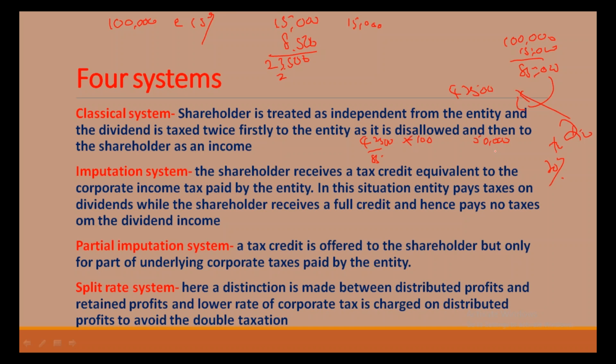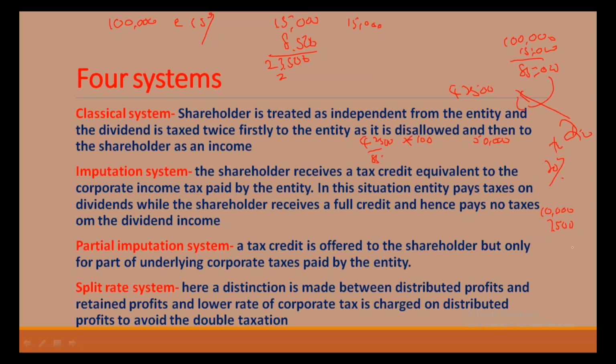On the 50,000, I will pay 20% taxes, since the dividend tax is 20%. So I will have to pay 10,000 in taxes. But I will get credit because the company has paid 15% taxes on my 50,000. That is 7,500, and I can claim it.